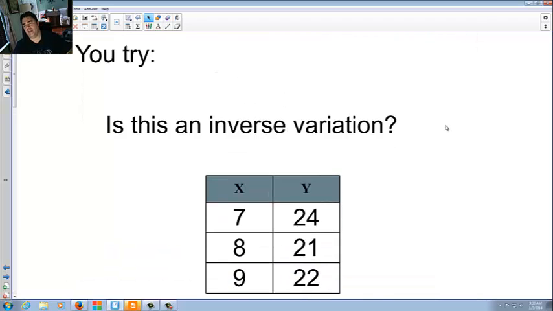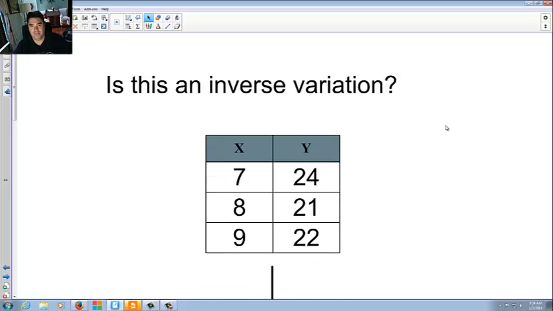Now, you try. Is this an inverse variation? The question you have to ask yourself is, if you multiply x and y each time, does it get you the same result? Go ahead and see. Go ahead, pause me. Let's see how you did.